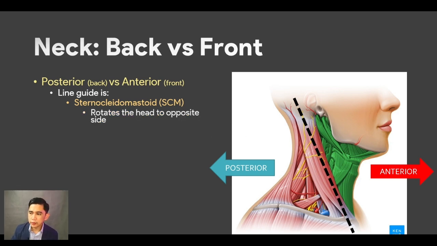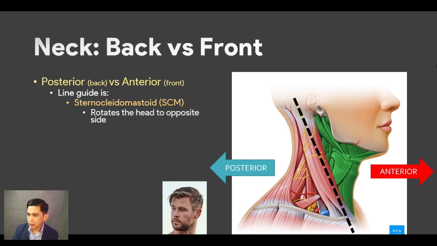Now, the sternocleidomastoid muscle is a very big muscle here. You can actually see it. And it functions to rotate the head to the opposite side. So it moves over here, and the one that moves over here. Just like this guy, when he moves his head to the other side, the sternocleidomastoid is the one that produces such action.